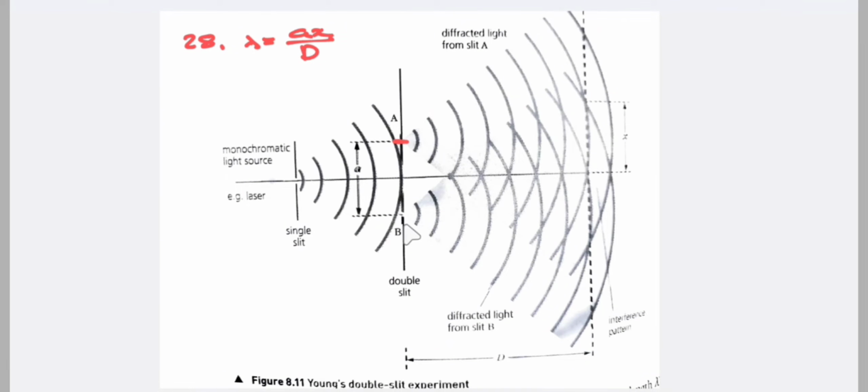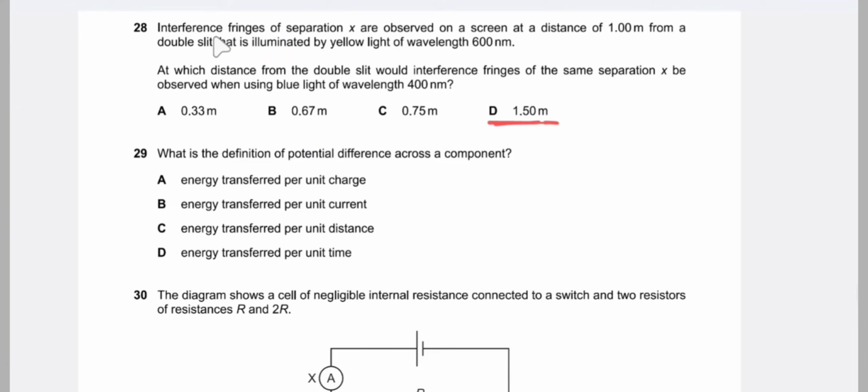Here, a is the distance between the 2 double slits, and x is this distance, the separation of fringes, and d is the distance from the double slit to the screen. Now for the double slit experiment, interference fringes of separation x, so we are given that the separation is x, are observed on the screen at a distance of 1 meter. So the value of d is 1 meter.